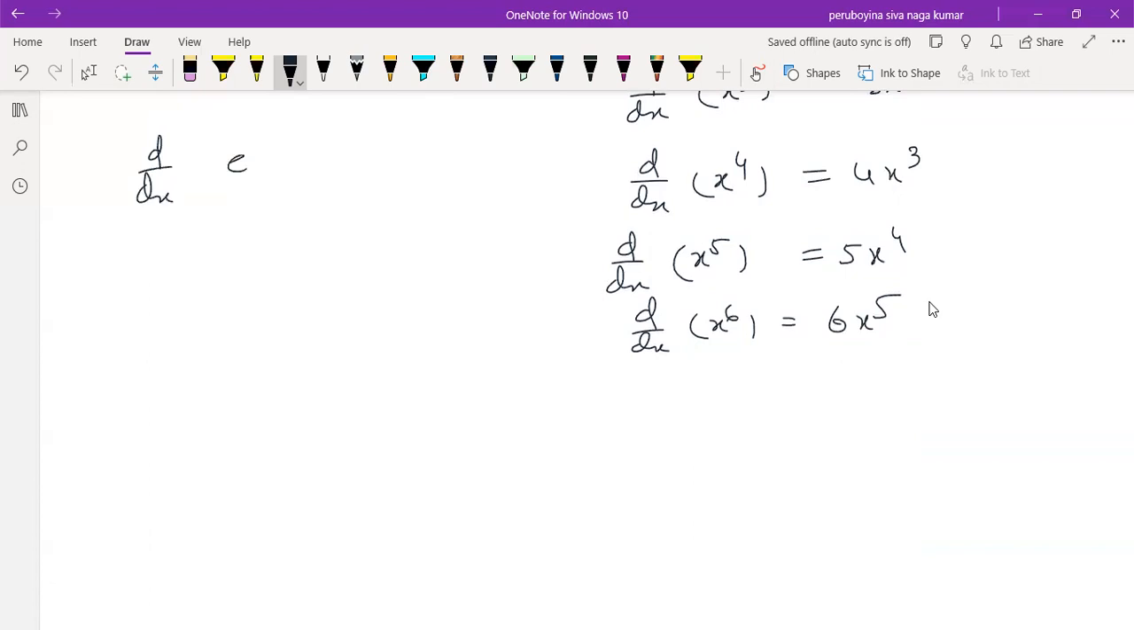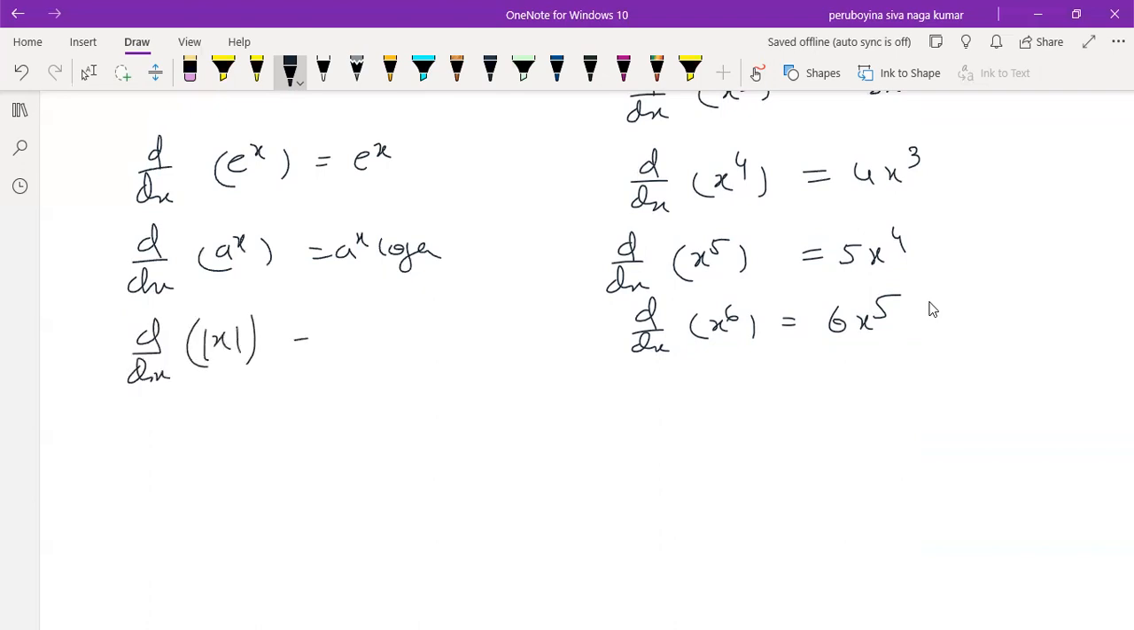D by dx of e power x is equal to e power x. D by dx of a power x is equal to a power x into log a. D by dx of mod x is equal to mod x by x. D by dx of log x is equal to 1 by x.